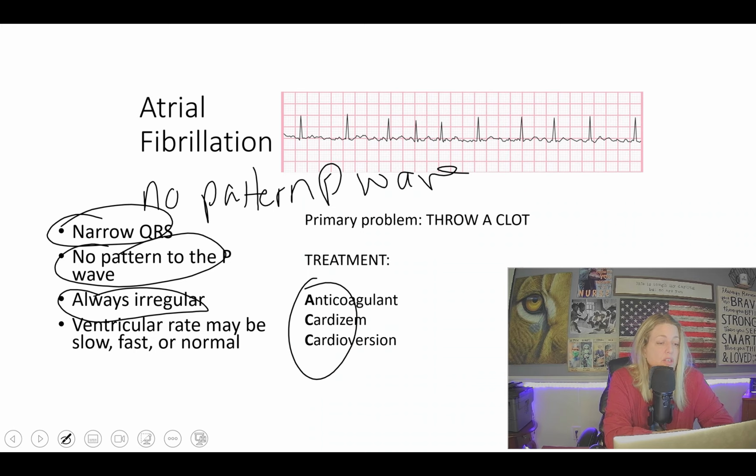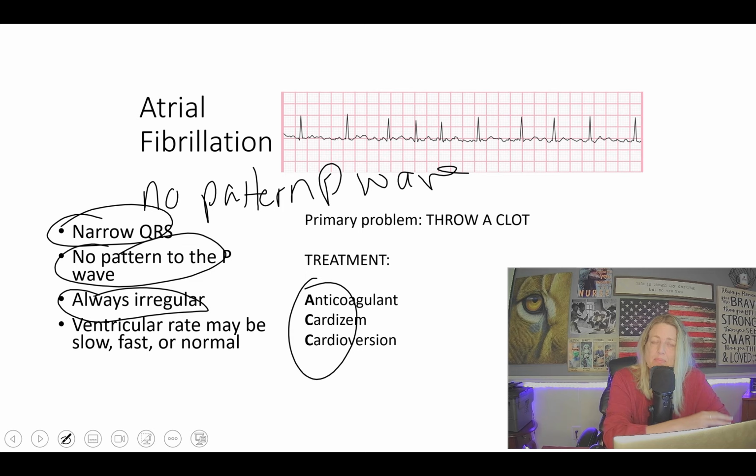Sometimes the AV node says, hey, I'll take a few more electrical impulses. And sometimes it says, heck no, I'm not taking them. I'm tired. We had a contract. I'm not taking more than the normal 60 to 100. So it's irregular, but sometimes the rate is slow, sometimes it's fast, and sometimes it's normal. It has the same exact problem as a flutter.